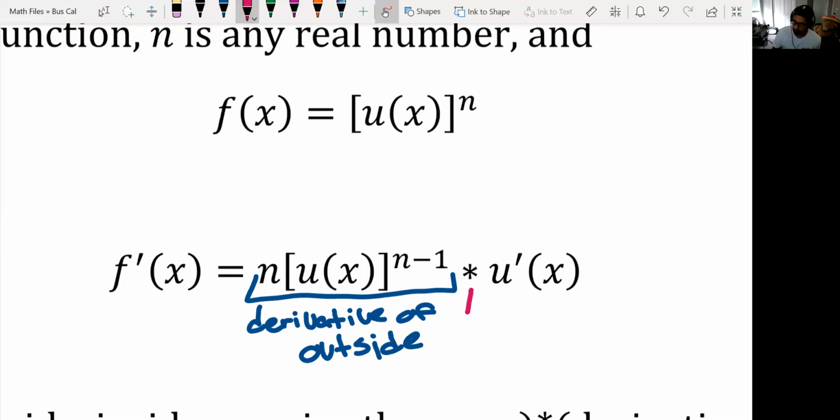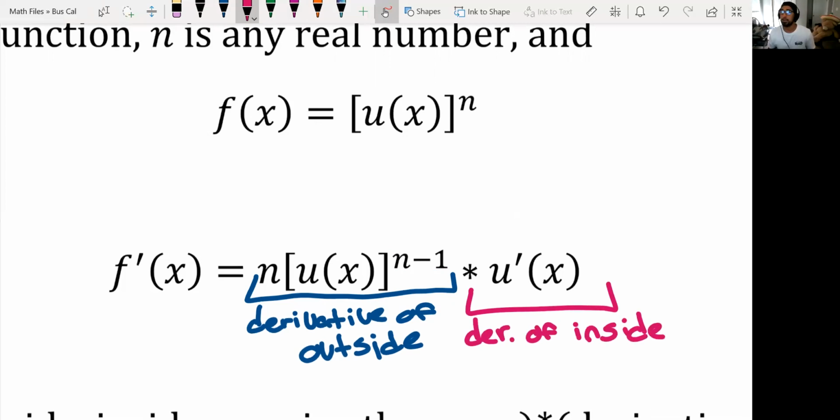of the inside function. And that's how easy we can make it. Derivative of outside times derivative of inside. And once you get that rule down, that formula down, guess what? The rest is algebra. That's it. So keep chain rule really simple. Derivative of outside times derivative of inside.